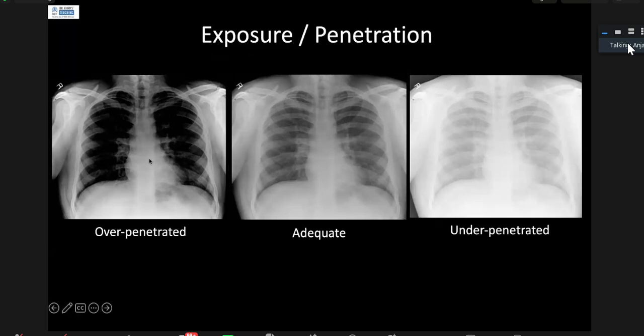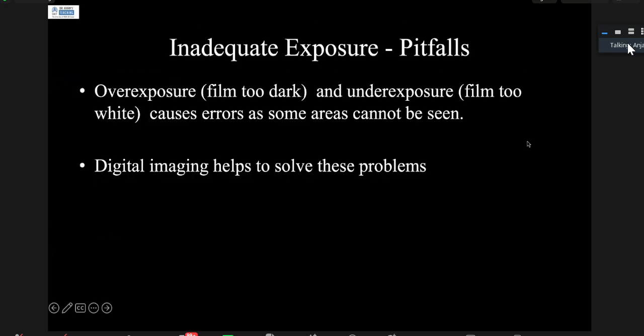Whereas on an over-penetrated film, the intervertebral discs will be very clearly seen. Whereas on an under-penetrated film, you probably are not going to make any differentiation between the vertebrae. The intervertebral discs will not be seen clearly. It's not difficult to identify an over-penetrated X-ray because it strikingly looks very black. Under-penetrated would look very bright.